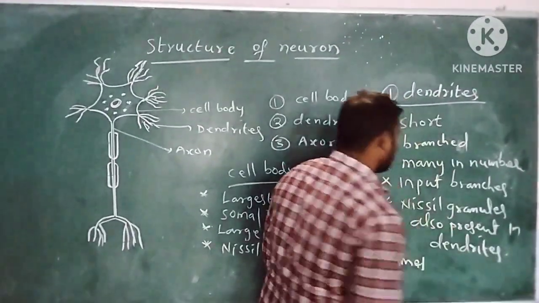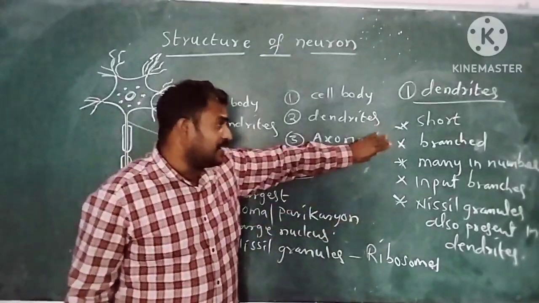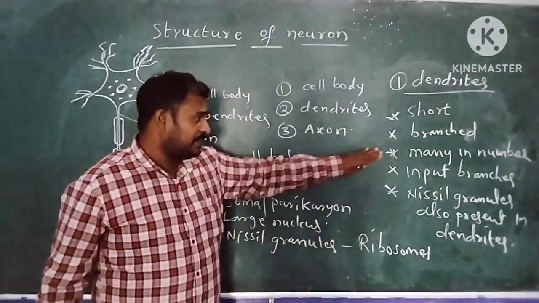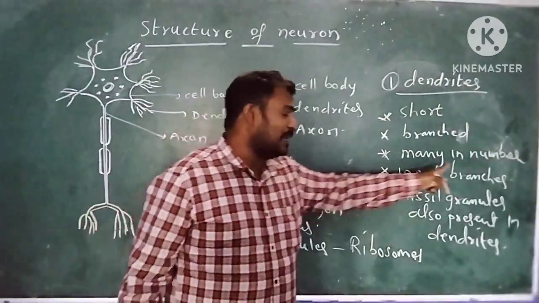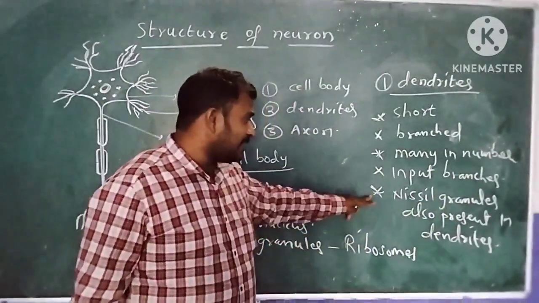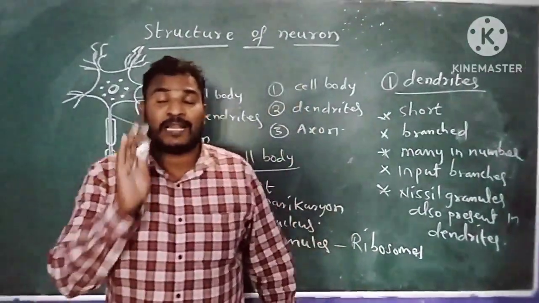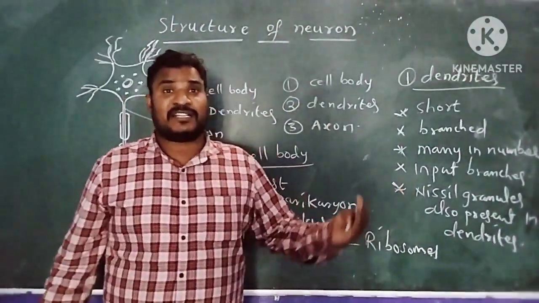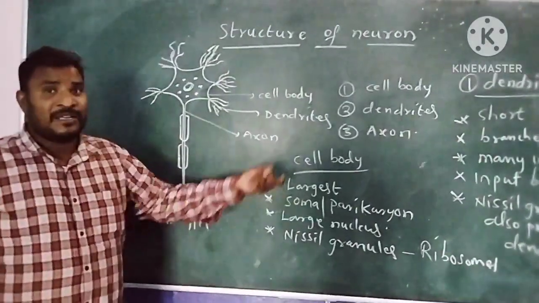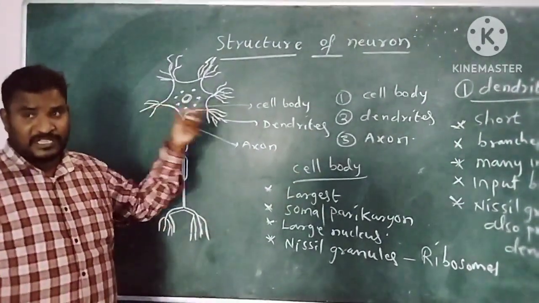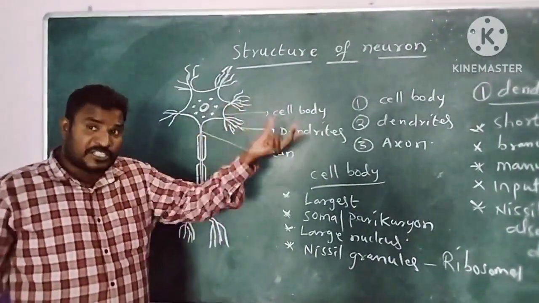Nissl granules are also present in dendrites. Dendrites are short, branched extensions, and they are many in number. Dendrites are also known as the input branches of the cell body, and they consist of Nissl granules. Dendrites help in receiving the signals, action potentials, information, or stimuli from other neurons.